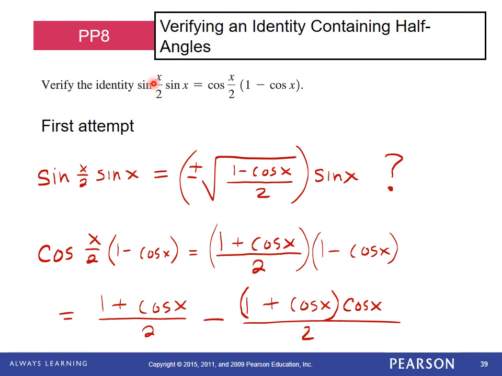It's sine of x over 2 times sine of x. And the question is, is that the same, or can you verify that it is the same as cosine of x over 2 multiplied by 1 minus cosine of x? So I've got to get this here. I want to share a little bit of my struggle here. This is my first attempt.